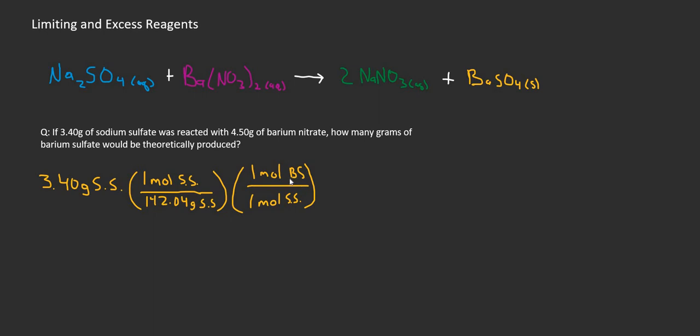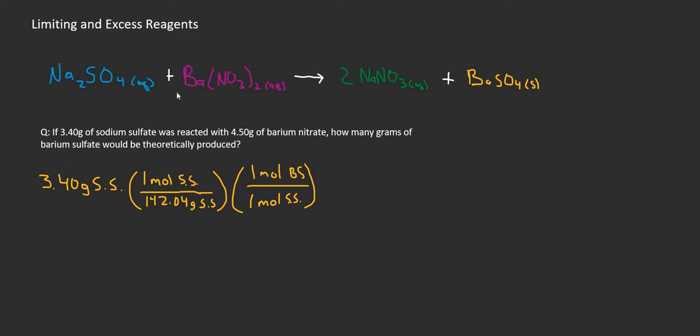Here we've used our mole-to-mole ratio, so we have 1 mole of sodium sulfate for every 1 mole of barium sulfate. So here they have a 1-to-1 molar ratio. They won't always have a 1-to-1 molar ratio, so always refer back to the actual reaction above for those times where there won't be a 1-to-1 molar ratio.